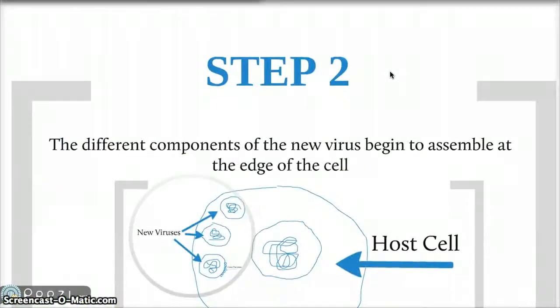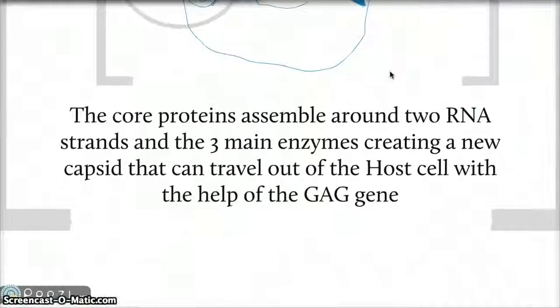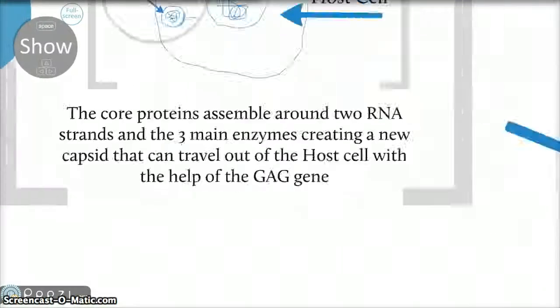Step 2. The different components of the new virus begin to assemble at the edge of the cell. The core proteins assemble around 2 RNA strands and the 3 main enzymes, creating a new capsid that can travel out of the host cell with the help of the GAG gene.